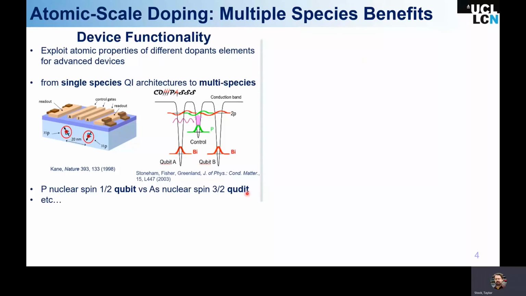So why might we want more than just phosphorus available to this technique? Well, the first reason is it will allow for increased device functionality. Alongside the Kane proposal for silicon-based quantum information devices, there exist others, such as the Stoneham, Fisher, and Greenland optical quantum gate, which requires more than one dopant species. In the case of the SFG scheme, it requires two different dopants. There are also intrinsic properties of the dopants themselves, such as the higher nuclear spin of arsenic, which will provide possibilities for other advanced functionalities in the devices.